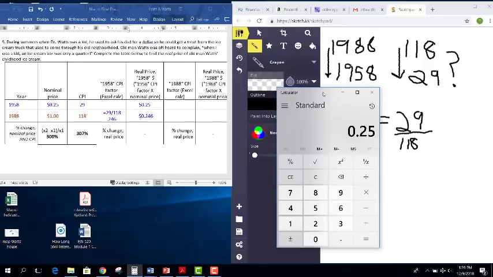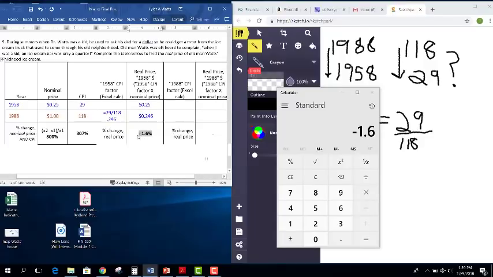The x2 is 0.246. Let's start over. The x2 is 0.246 minus the x1 of 0.25. So the difference is that, divided by the x1 of 0.25, times 100. So I got a 1.6. It's not much, but it's negative. We got a 1.6 percent negative change.